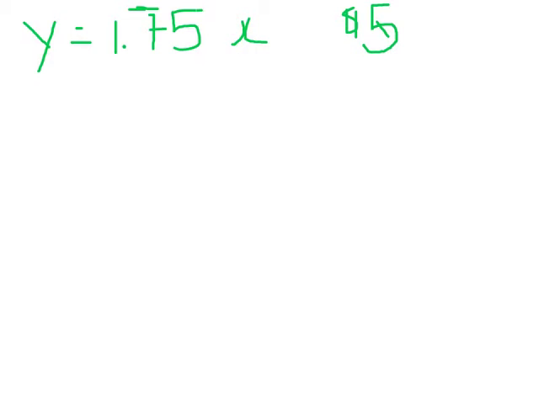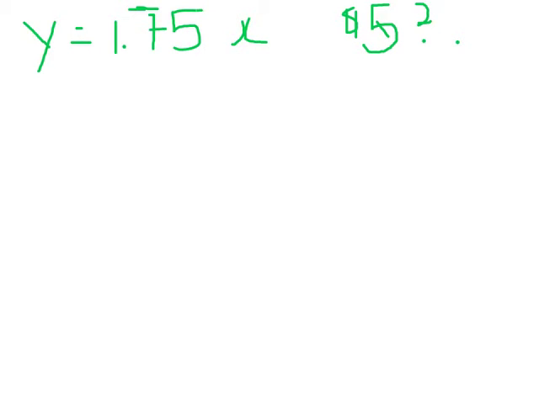So I'm just going to rewrite it here. y equals 1.75 times x. Okay, and question B says, how much could you buy for $5? So if I had $5, how many kilograms of pears could I buy?